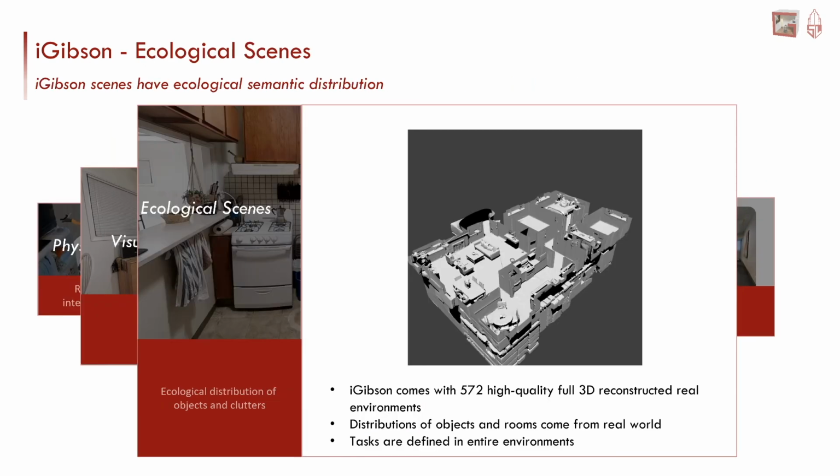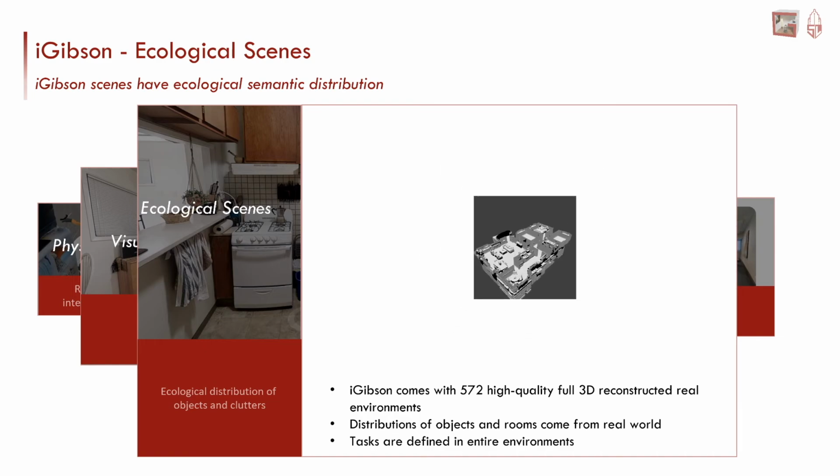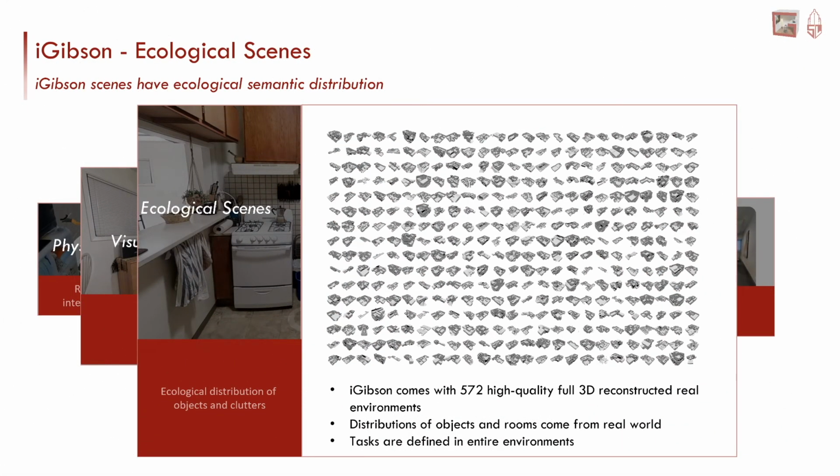Because the fully interactive environments are defined after 3D reconstructed environments, they follow the same object distribution. So you are likely to find a towel near a kitchen counter. We think this type of distribution is very important for learning important skills for robotic agents.